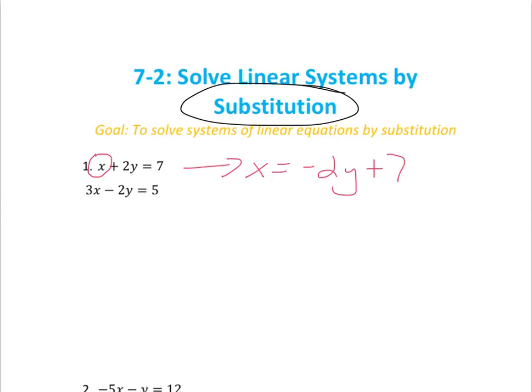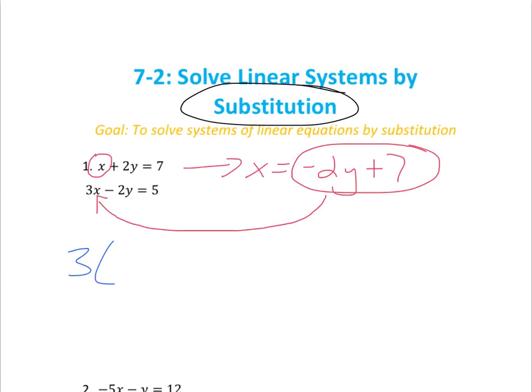So now the substitution can happen. Basically, this whole expression is equivalent to x. That means you could take that big thing and plug it in for that x. So this next step is going to be 3 times, parentheses, negative 2y plus 7, minus 2y equals 5. At that point, now we can solve for y because we've got an equation that has just y's in it. We know how to deal with those. So we'll go ahead and do that.